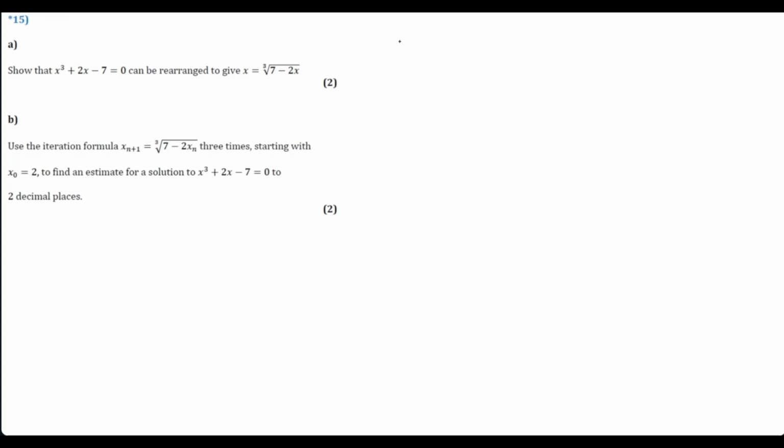Question 15. This overall topic is iteration, but it's very common to see a part, or part A in this case, where we must rearrange for one of the terms. So we need to rearrange this cubic equation into x equals cube root of 7 minus 2x. So I'm just going to start by writing the cubic equation. Okay, this is equal to 0.